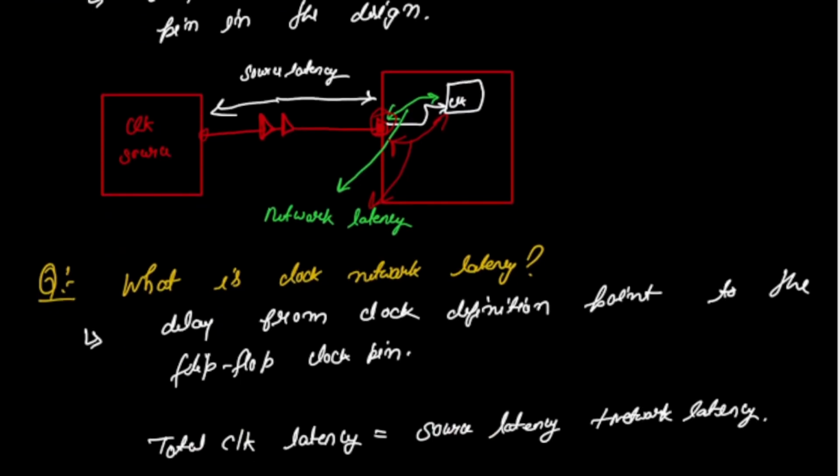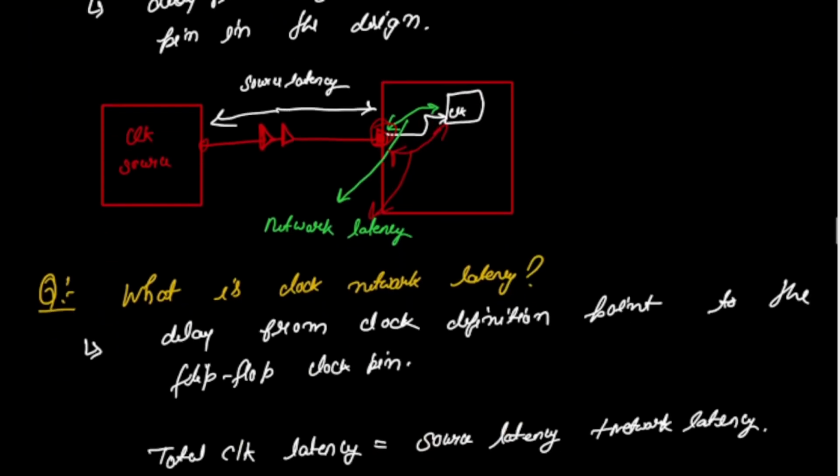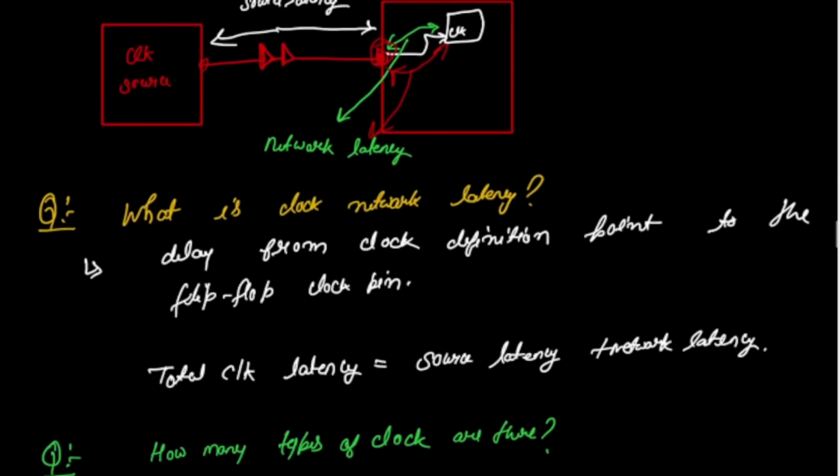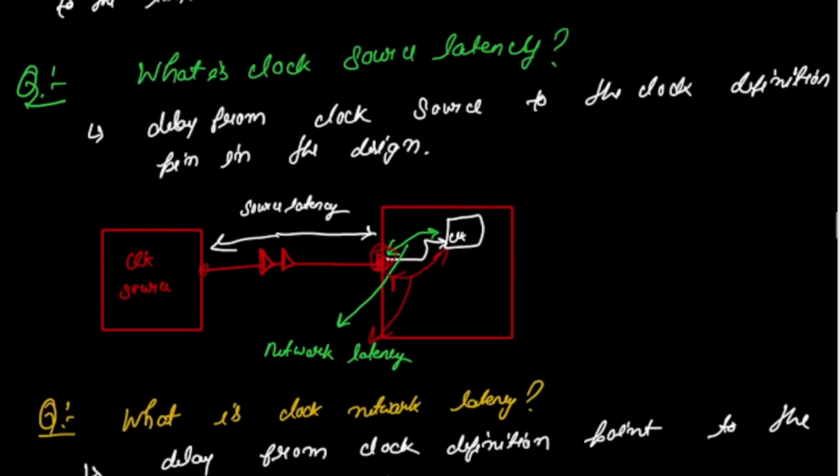So these are two types of latency: clock source latency, which is from source to clock definition, and clock network latency, which is from clock definition to the flip-flop clock pin. Total clock latency is source latency plus network latency. So these are the basic clock source and clock network latency questions.